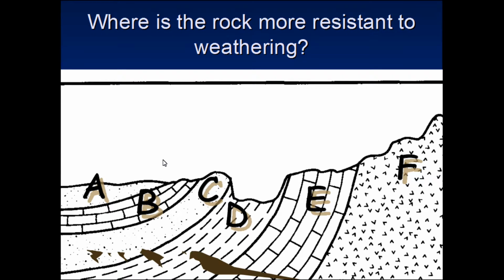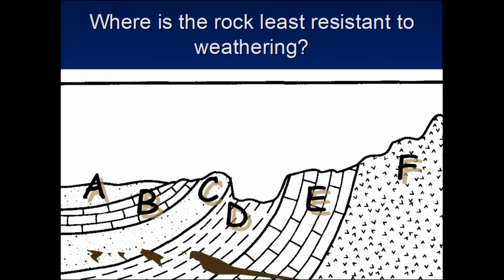So, question is, where is the rock more resistant to weathering? A, B, C, D, E, or F? The most resistant, my guess would be F. Now, what about the one that's least resistant? In that case, yes, it would be D.